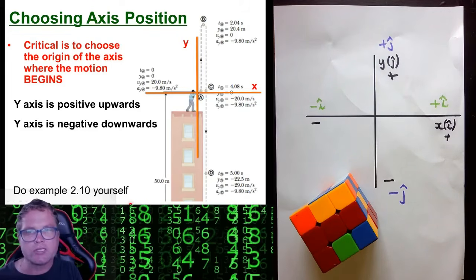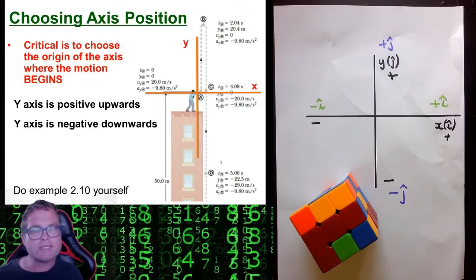So we're always going to position the axis such that the origin of the motion, where the motion starts, is where we place the axis. In this example, we're going to speak about the person throwing the ball. The throwing is starting where his hand is, so we put the axis as shown. As I said, the y-axis is positive going upwards, and negative going downwards. We're considering the motion of the ball as negative going downwards.